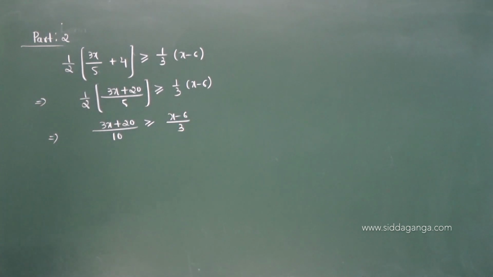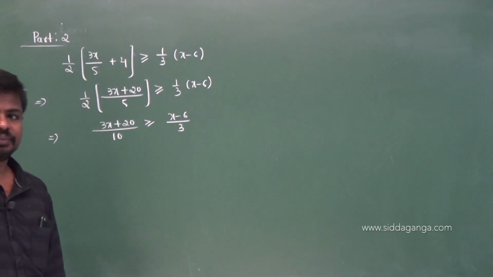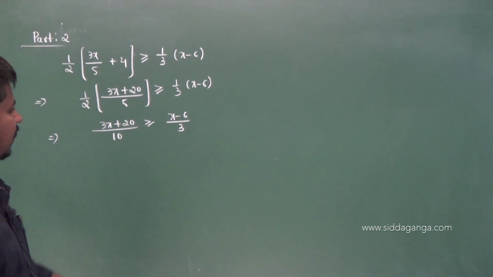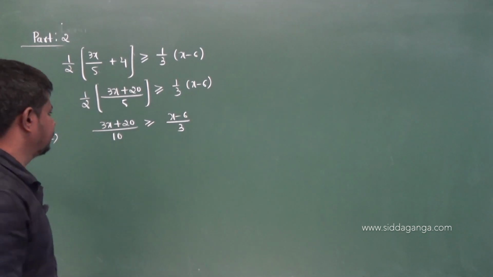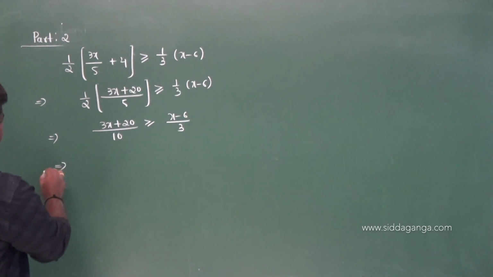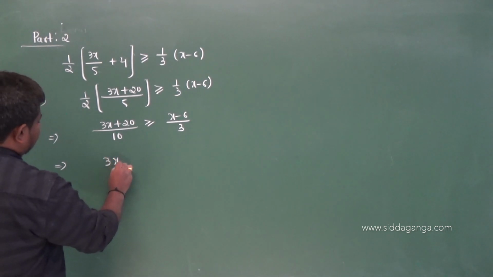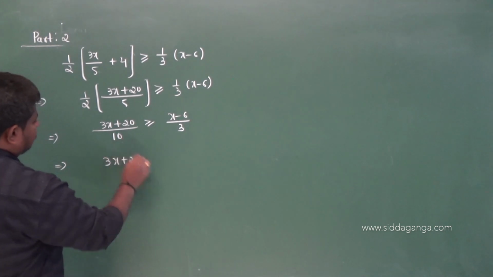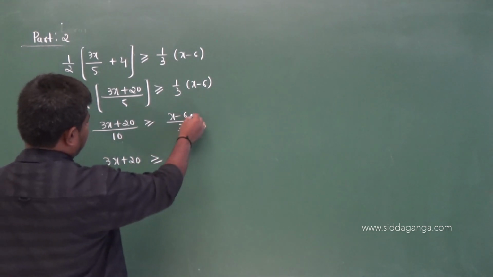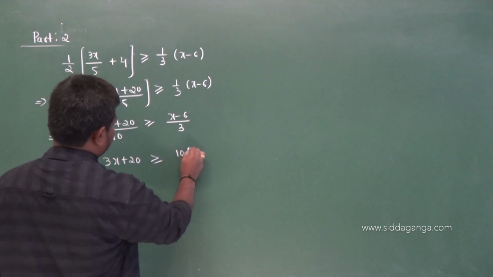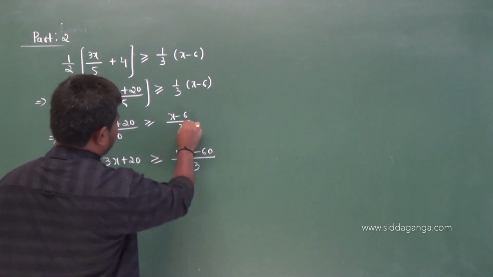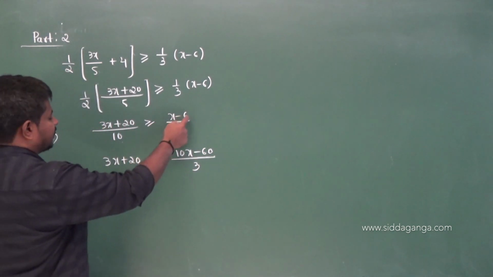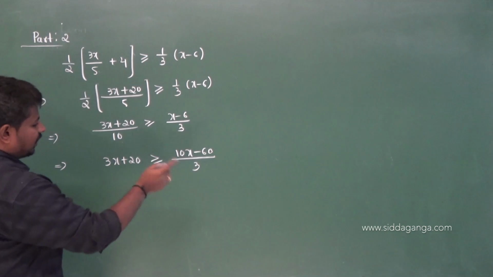Okay. Now, just as before, here we have 10, here we have 3, just multiply by 3 or 10 on both sides. Multiplied by 10 on both sides, 3x plus 20, here 10 gets cancelled, greater than or equal to, here multiplied by 10. So, 10 into x minus 60 by 3, multiplied by 10 on both sides. 10x minus 10 sixes are 60 by 3. Again multiplied by 3.